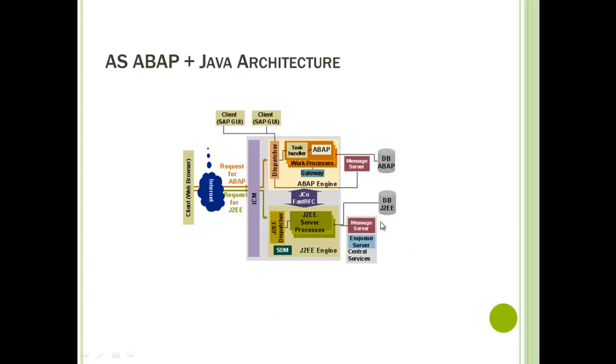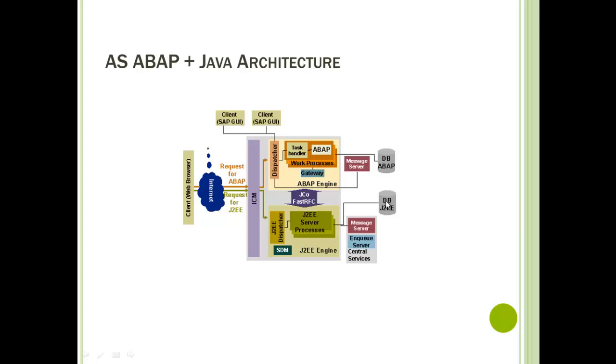So what happens is, in the case of an ABAP plus Java system, the data is kept separately. You can see here the database for J2EE and the database for ABAP. All the ABAP data is saved in the ABAP schema, and the data related to Java is stored in the Java schema. Now it looks a little bit confusing. So do we maintain two different databases?